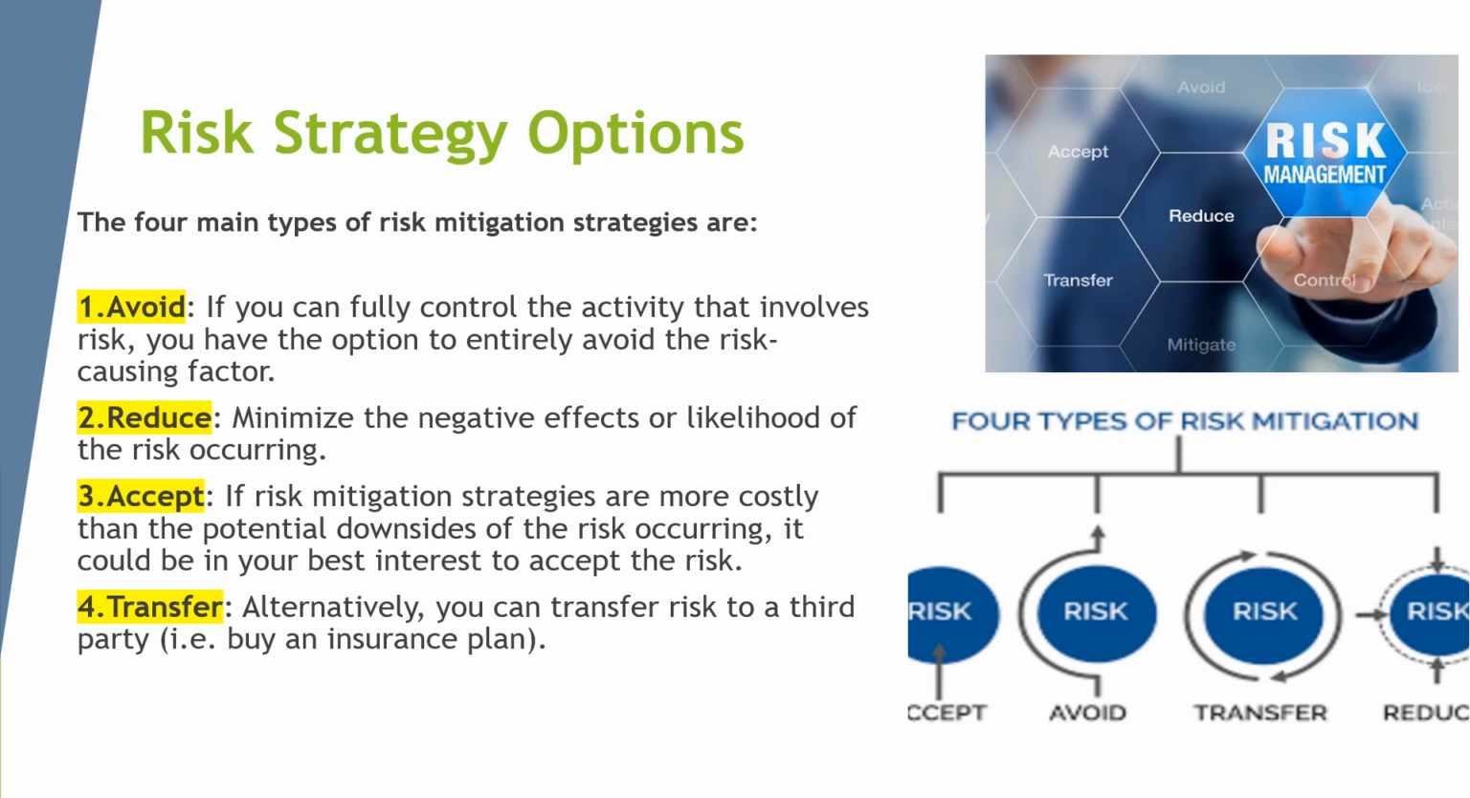Second is reduce. Minimize the negative effects or likelihood of the risk occurring. Many organizations utilize automation solutions to help mitigate various types of risk by streamlining processes. Third is accept. If risk mitigation strategies are more costly than the potential downsides of the risk occurring, it could be in your best interest to accept the risk.